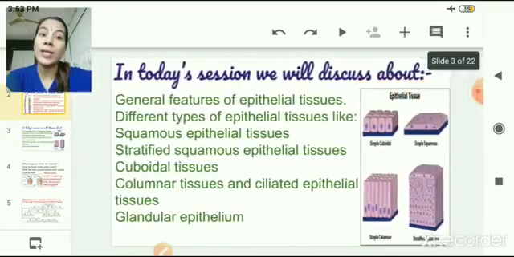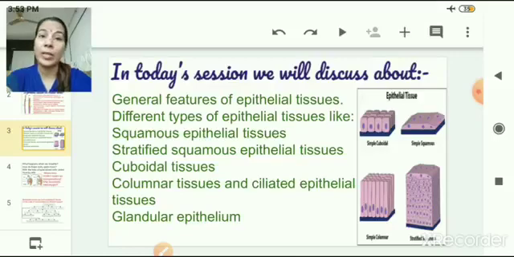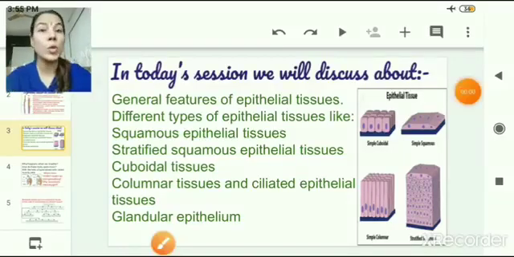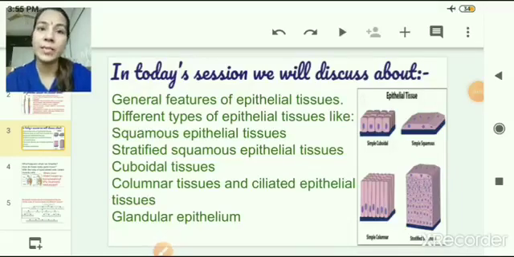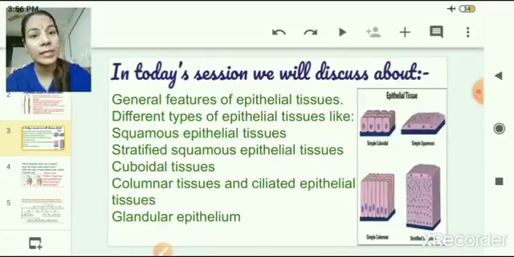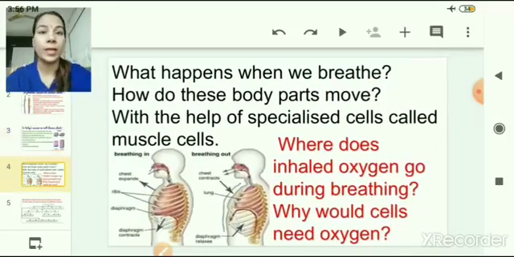Children, in today's session, we will start with animal tissues. There are so many types of animal tissues. In today's session, we will discuss epithelial tissues only. We will study different types of epithelial tissues like squamous epithelial tissues, stratified squamous epithelial tissues, cuboidal tissues, columnar tissues, ciliated epithelial tissues and glandular epithelium. So let us begin our session.